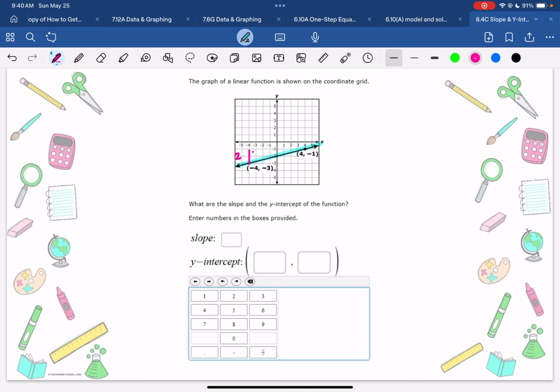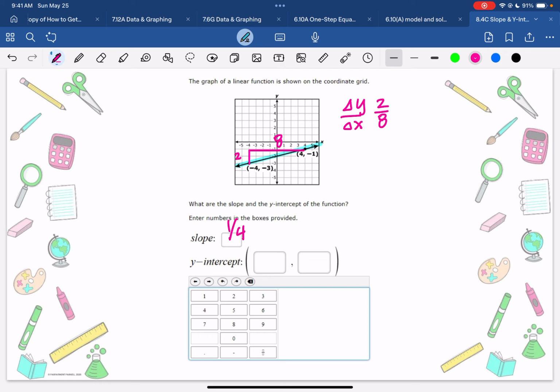So you went up 2. You count spaces all the way to get to the second ordered pair, and that was 8. So your change in y was 2, and your change in x was 8. That does simplify to 1/4.